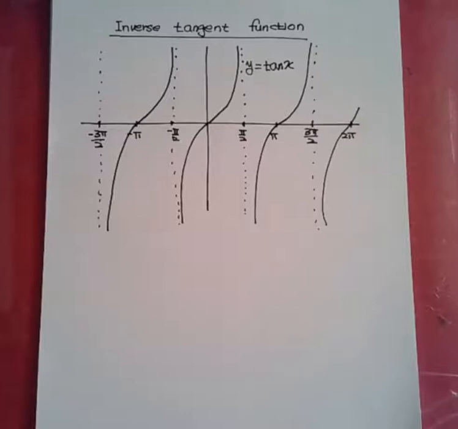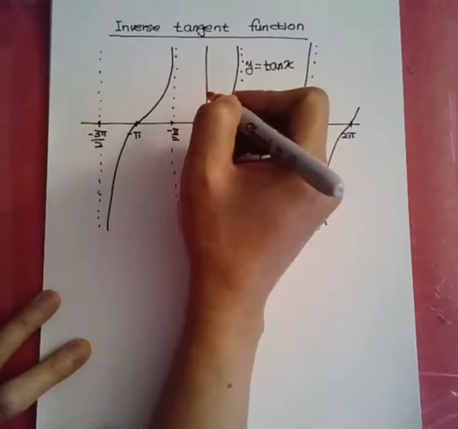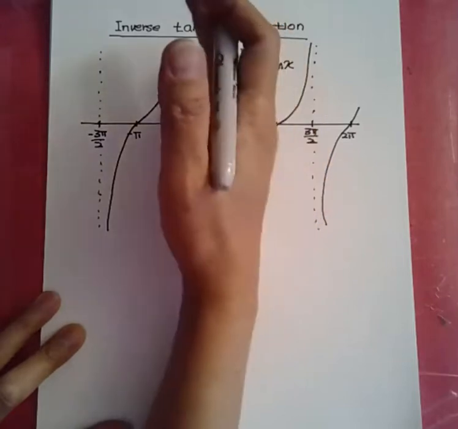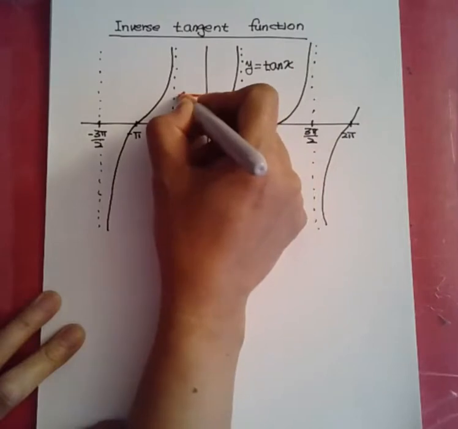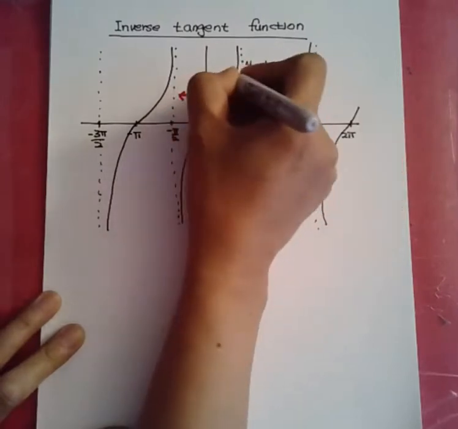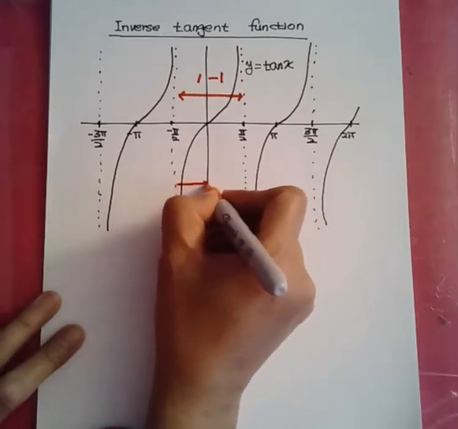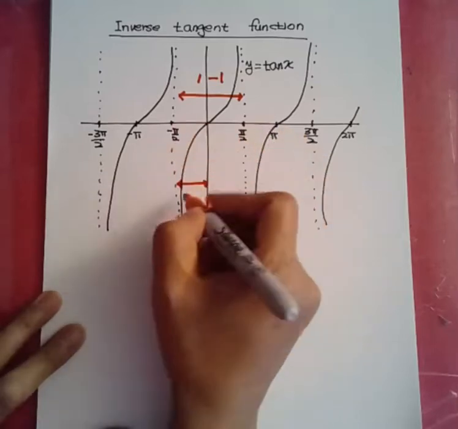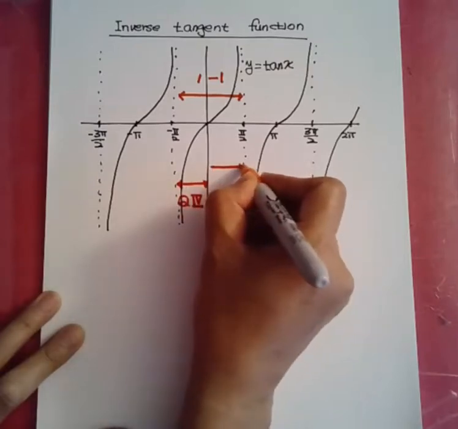In this lesson, we want to learn about the inverse tangent function. The tangent function is not one-to-one, so we limit ourselves to the region where the tangent function is one-to-one, nearby the y-axis. So we choose from minus pi over 2 to pi over 2. If we think about the quadrants involved, then minus pi over 2 to 0 is quadrant 4, and 0 to pi over 2 is quadrant 1.